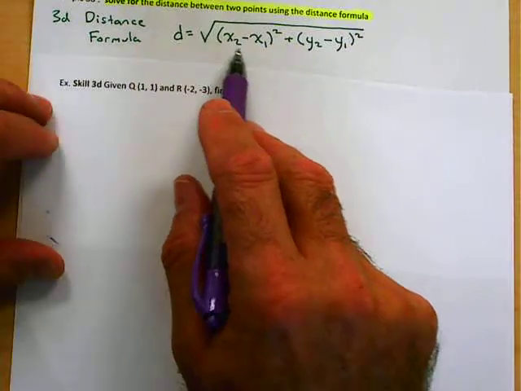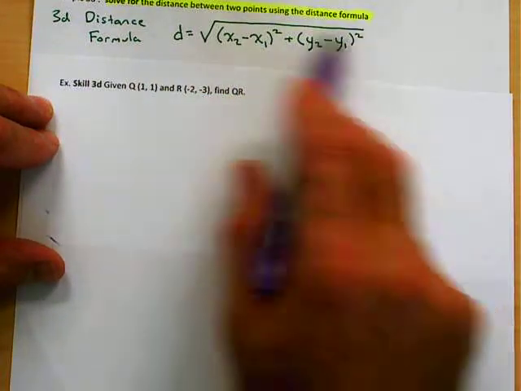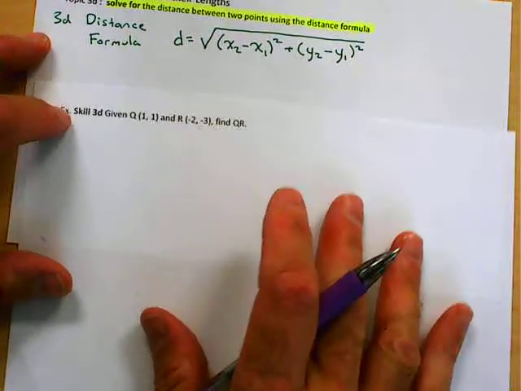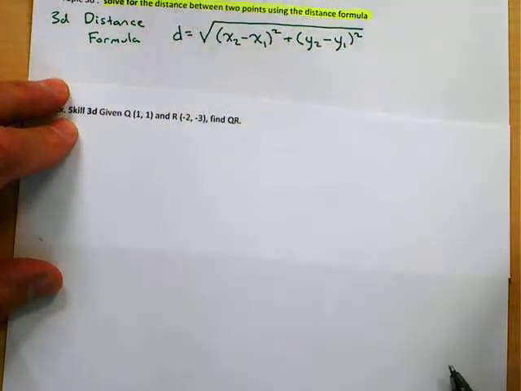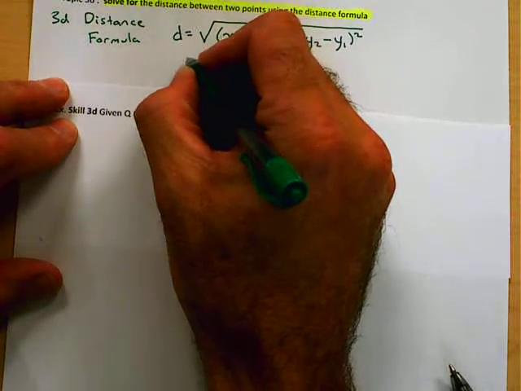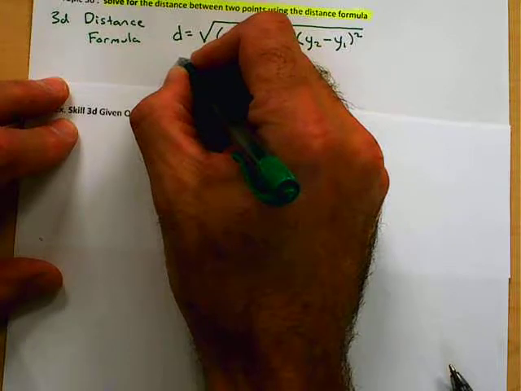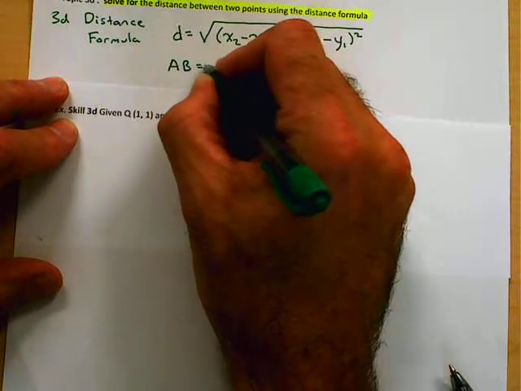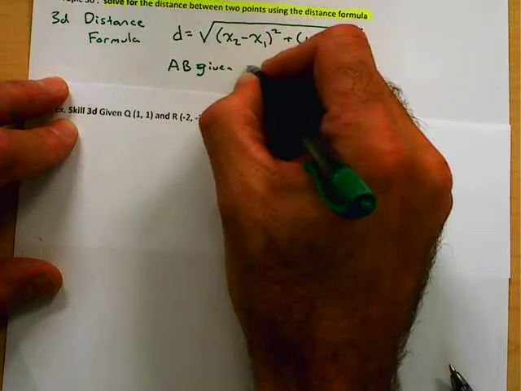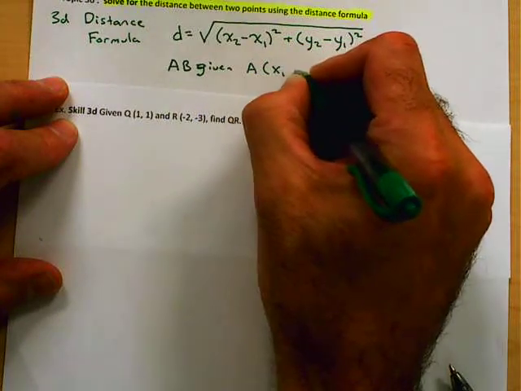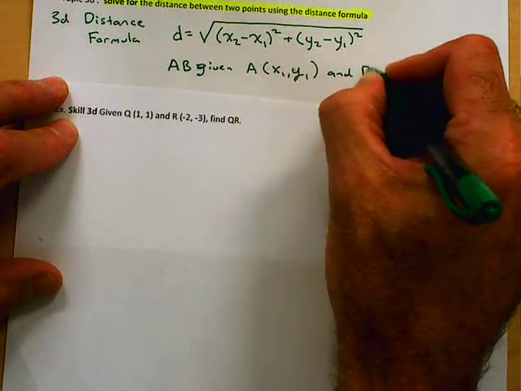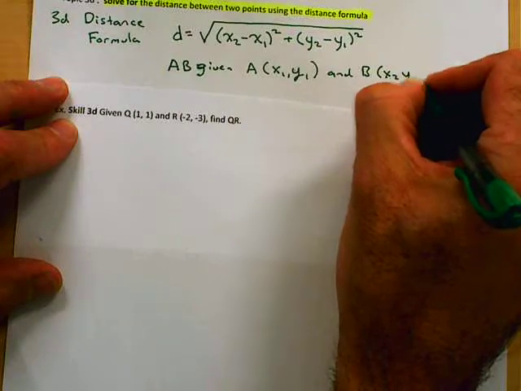What we need to figure out is what x sub 2, x sub 1, y sub 2, y sub 1 mean. It's the distance between 2 points. Maybe it's worth saying, this is really the distance between, let's just call it AB, given A is at x sub 1, y sub 1, and B is at x sub 2, y sub 2.